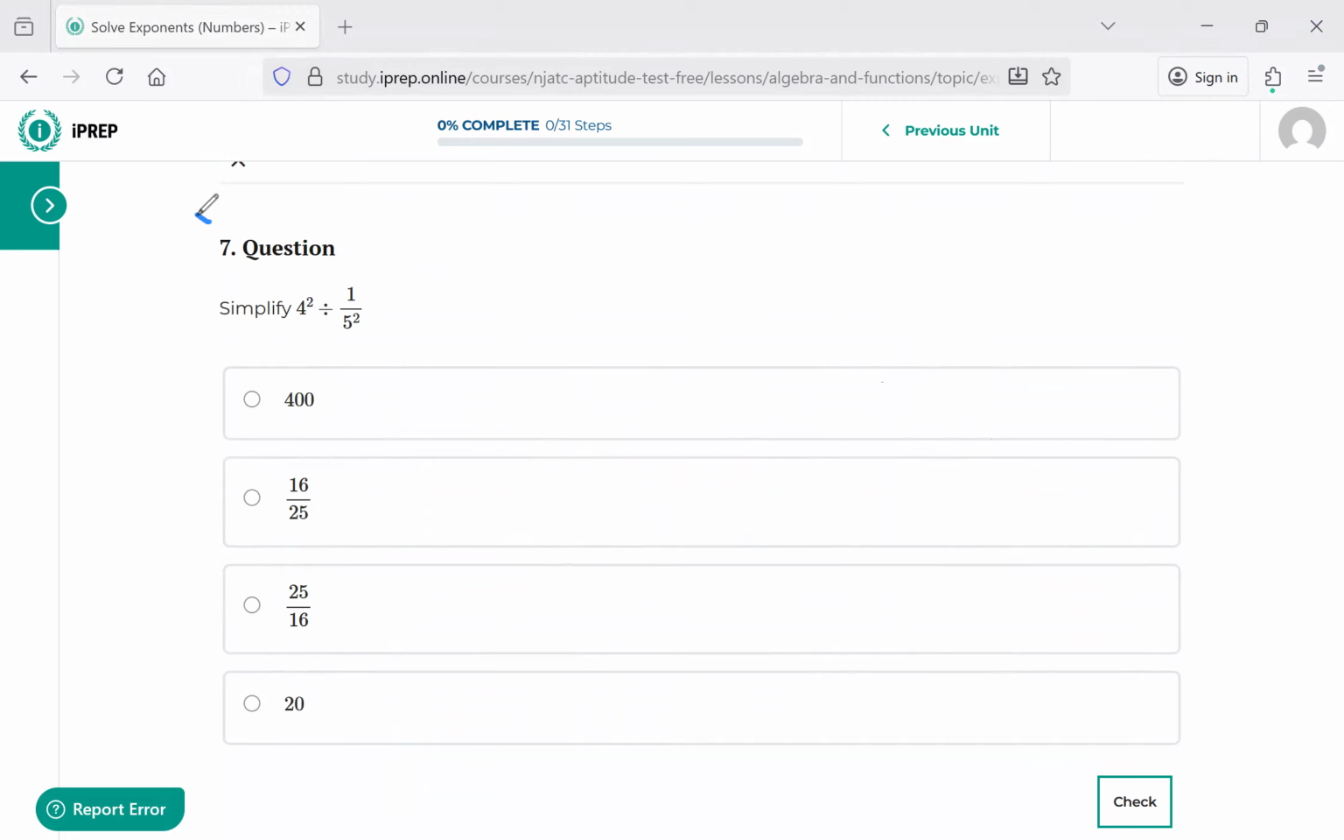Okay, let's move on to question 7. Simplify 4 squared divided by 1/5. Yikes. They're not in a common base. There's no way we could put it in a common base. Between 5 and 4, there's no way you can do that. So what you could do is just simplify it.